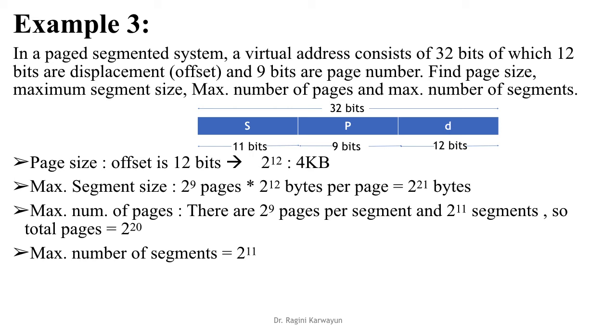2 to the power 11 segments हैं और हर एक segment में 2 की power 9 pages हैं, तो total pages हो गए 2 to the power 20 and maximum number of segments are 2 to the power 11, that is given. So you can divide the address, total virtual address, into 3 components: segment number, page number and offset. So if you get 2 values, you can very easily calculate the third one.